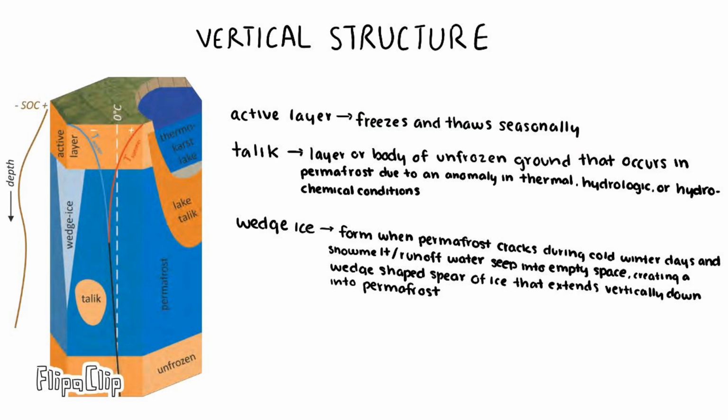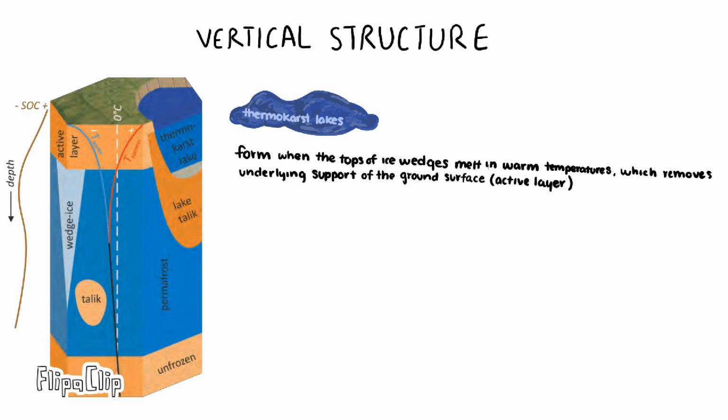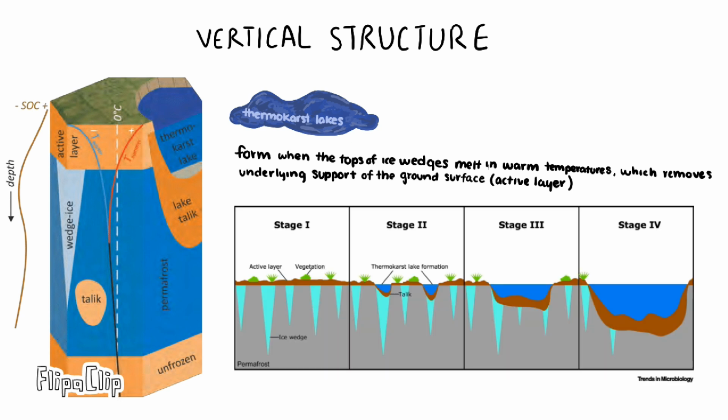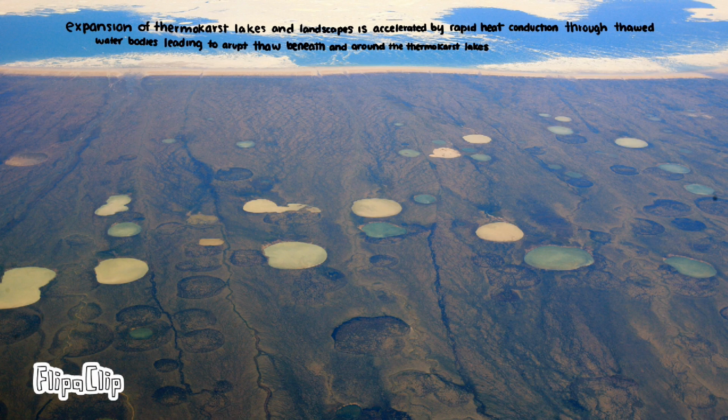Permafrost is composed of the active layer, which is the top layer. Then there's talik and wedge ice. When the tops of wedge ice melt, thermokarst lakes form. And they expand from rapid heat conduction through already thawed bodies of water.